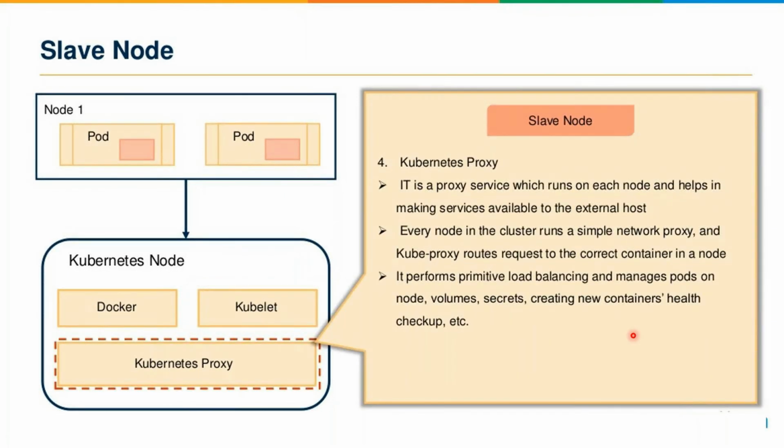Next one is the Kubernetes proxy. It will work at the network level. Okay. So it is a proxy service which runs in each node and helps in making services available to the external host. So every node in the cluster runs a simple network proxy. Okay, this proxy service will work at the network level.